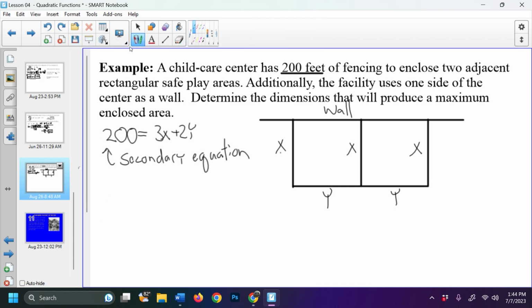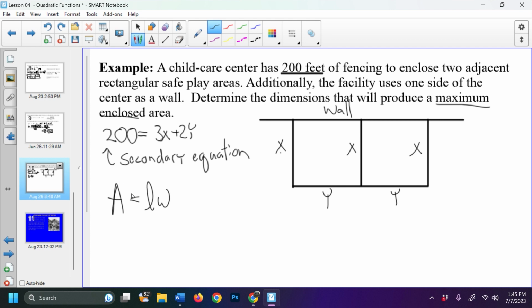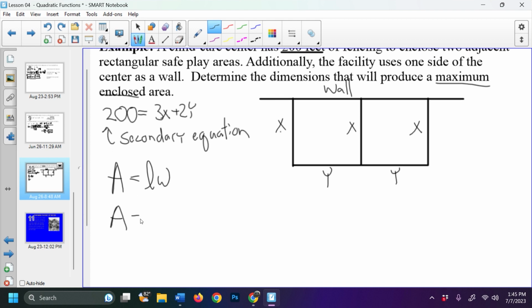The area for any rectangle, we remember, is area equals length times width. Now we are trying to produce a maximum area, so we're trying to make A as big as we can. In this particular case, A is going to be equal to just X times Y. Now that's not the total area, that's just the area of this one rectangle, but since they're equal, if I maximize this rectangle, I'll maximize both of them. Now I have 1, 2, 3 variables. This is where I come into a little bit of a problem.